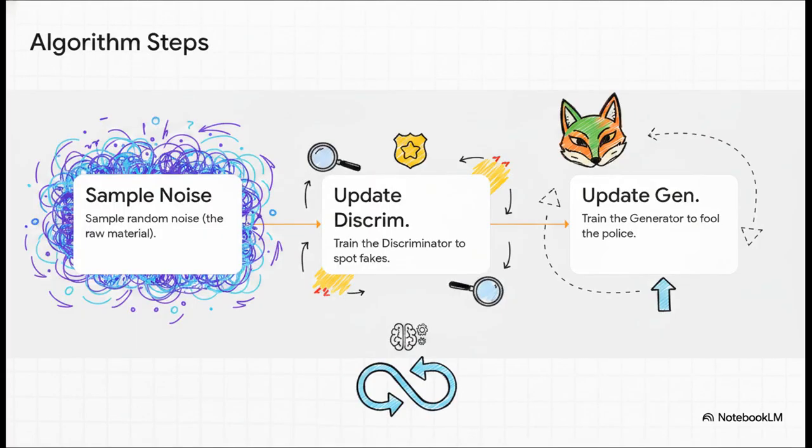Now, the true elegance here is the sheer simplicity of the training loop. Just look at how it breaks down into these fundamental steps. First, you sample random noise. This is literally the raw, meaningless static the generator starts with. Second, you update the discriminator, the police, by showing it both real data and the fakes, training it to spot the difference using standard methods. Third, you update the generator, so its next batch of fakes has a slightly better chance of fooling those newly trained police. And then just rinse and repeat. There's no incredibly complex math here, no Markov chains, it's just standard backpropagation.